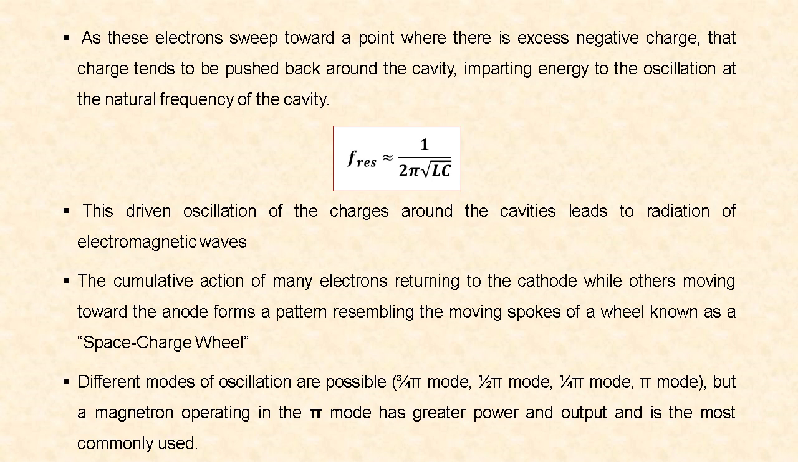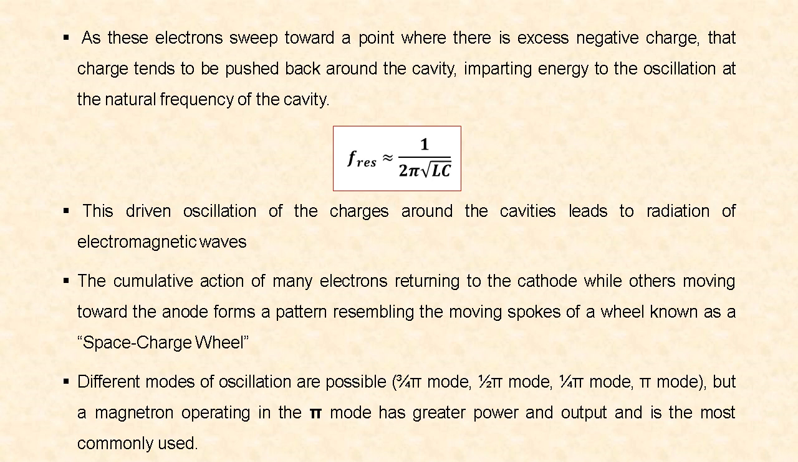The natural frequency is approximately equal to 1 by 2 pi root of LC. Here this is nothing but the resonant frequency. This oscillation of the charges, that is electrons, around the cavities leads them to radiate electromagnetic waves. The electromagnetic waves or microwaves can be collected from any one of the cavity by using coaxial cable or waveguide.